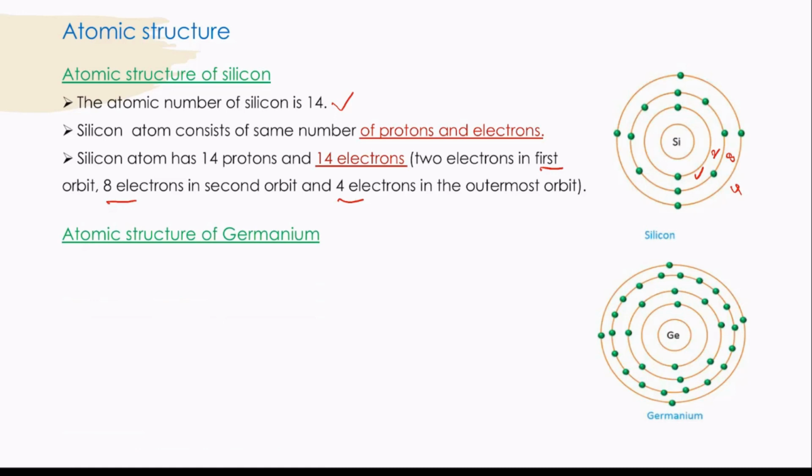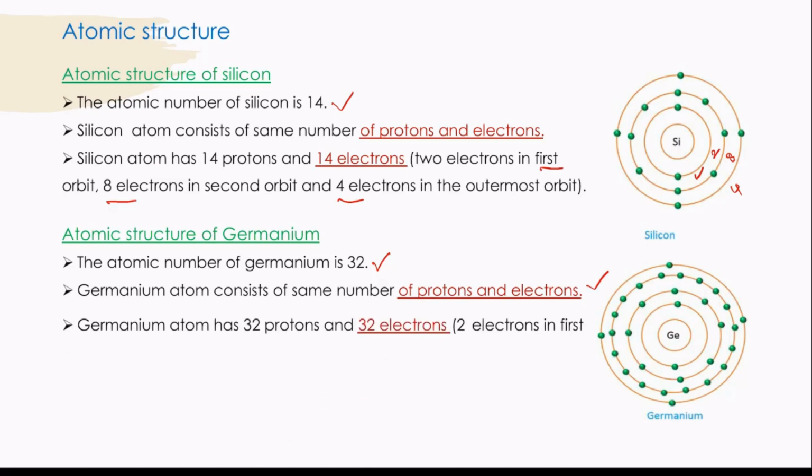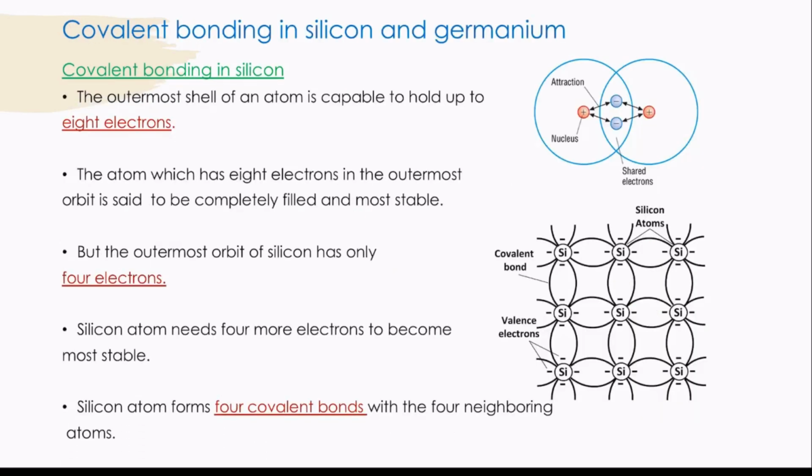Now the atomic structure of germanium. The atomic number of germanium is 32. And the germanium atom consists of the same number of protons and the same number of electrons. Hence, the germanium atom has 32 protons and 32 electrons, and these electrons are arranged in the orbits as 2 electrons in the first orbit, 8 electrons in the second orbit, 18 electrons in the third orbit, and 4 electrons in the outermost orbit. Next is covalent bonding in silicon and germanium.